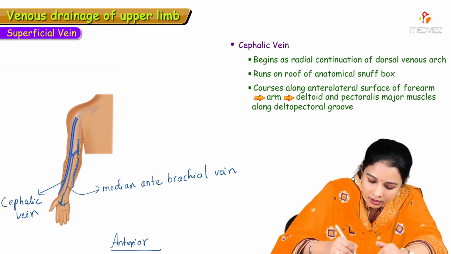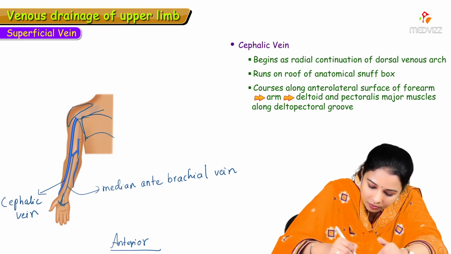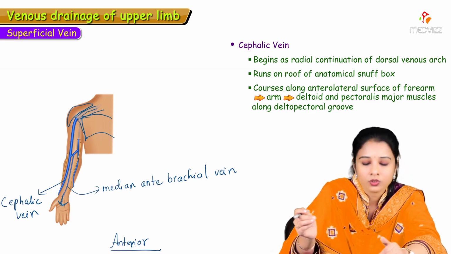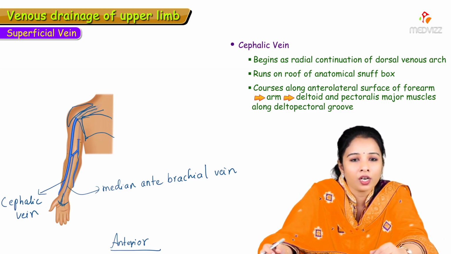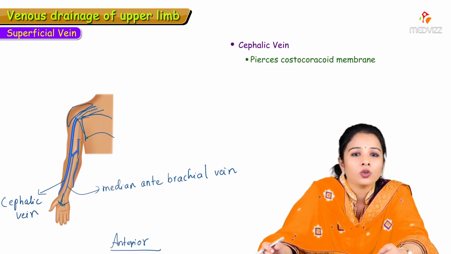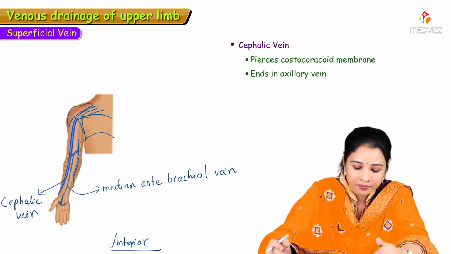So here is the deltoid and pectoralis major. The deltoid muscle is here, and below is the pectoralis major muscle. The groove between the deltoid and pectoralis major is called the deltopectoral groove. So it runs along the deltopectoral groove along with the deltoid branch of the thoracoacromial artery, and it pierces the costocoracoid membrane or clavipectoral fascia and ends in the axillary vein.